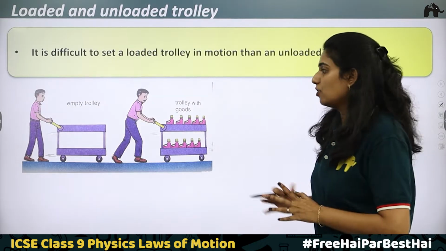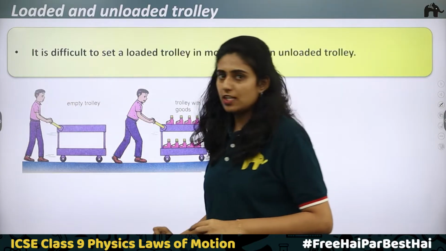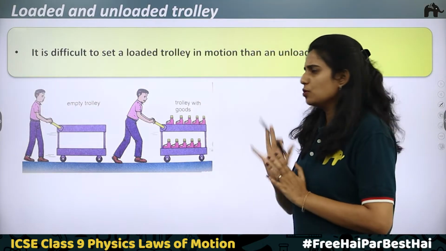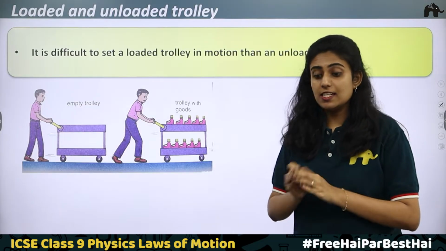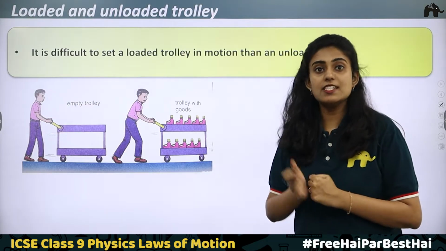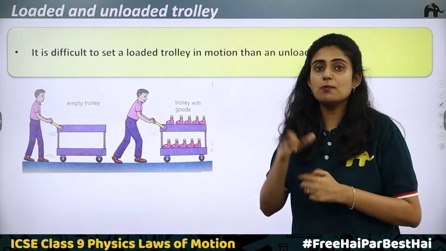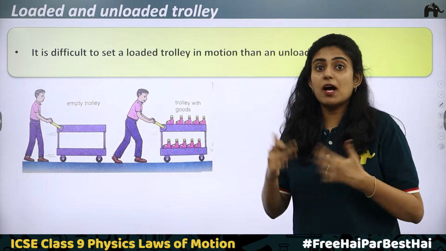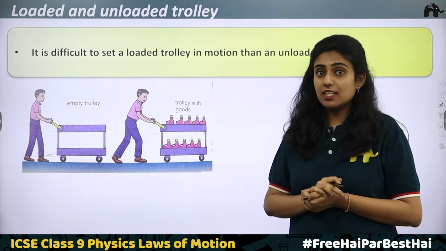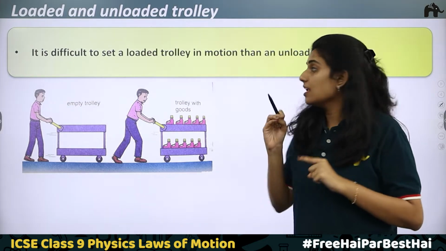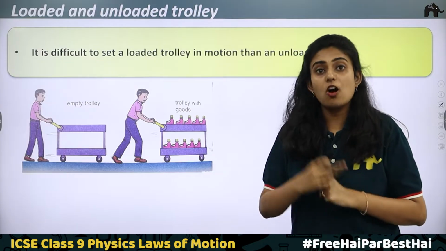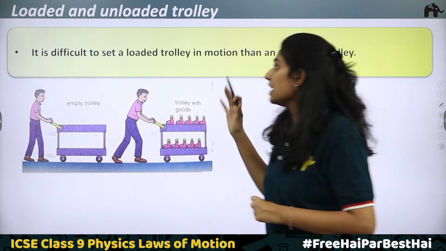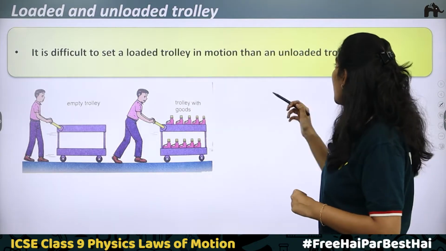Loaded and unloaded trolley. Here you can see this is an empty trolley and in this trolley, there are some bottles kept. Now, you go to a supermarket, you take a trolley. It is easier to roll the trolley when it is empty. When you place many objects inside it, many masses inside it, what happens? The weight increases, the mass of the trolley increases, mass increases, inertia increases. So, its tendency to remain in its state of rest or motion also increases.